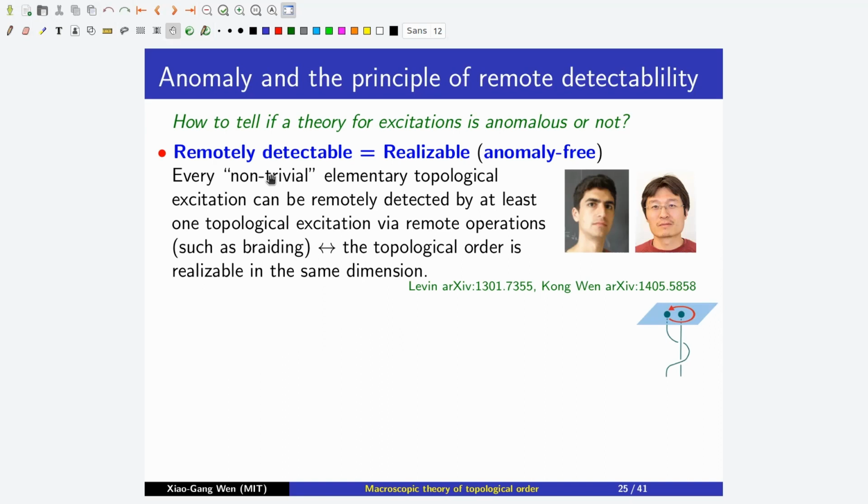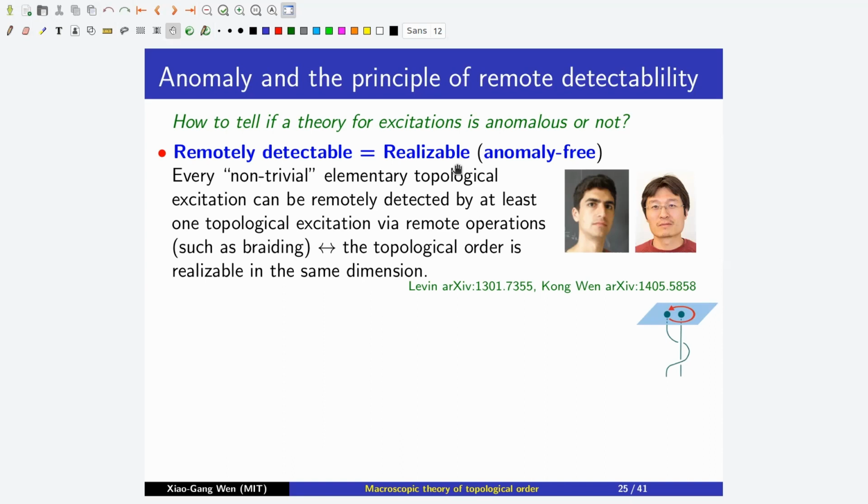And in the gauge theory, the gauge flux is not formed by any condensation. And actually, the gauge flux cannot end. The string excitation which cannot end is called elementary. And those non-trivial elementary excitations must be remotely detectable. So in this case, this should be realizable. Again, this is a conjecture. We say remotely detectable means realizable.